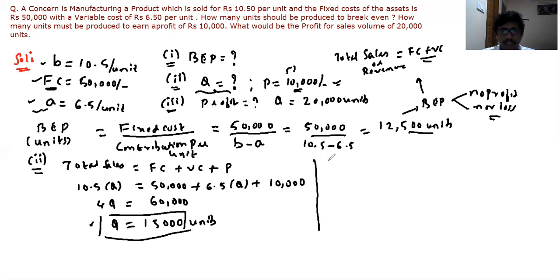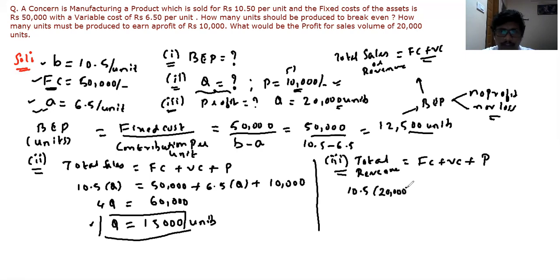So let us look into the last part of the question, the third part of the question. If we produce 20,000 units, what is the profit? So let's use the same formula. The total sales or the total revenue which we get is equal to fixed cost plus variable cost plus profit. So for 1 unit, the revenue which we get is 10.5. For 20,000 units, it is 10.5 into 20,000.